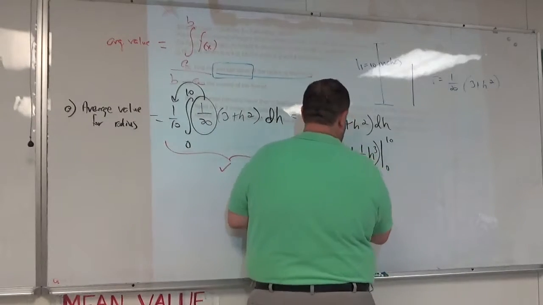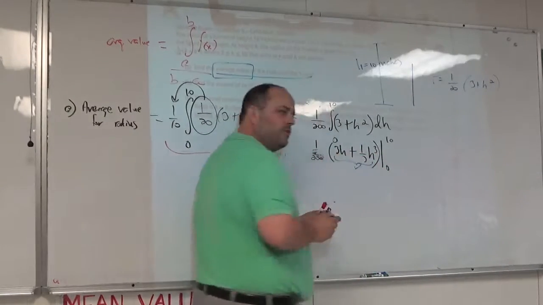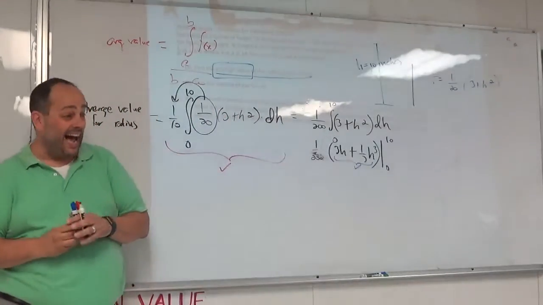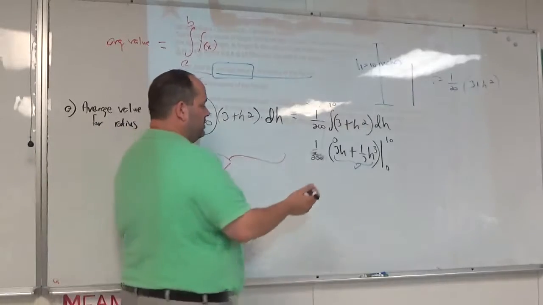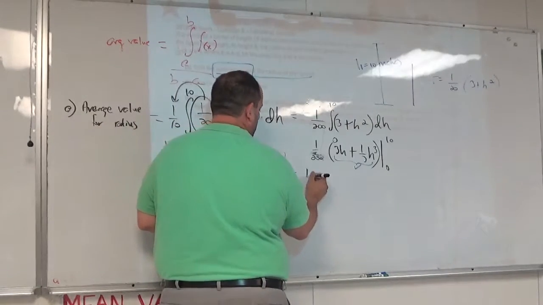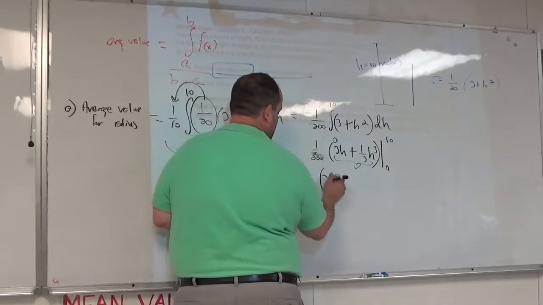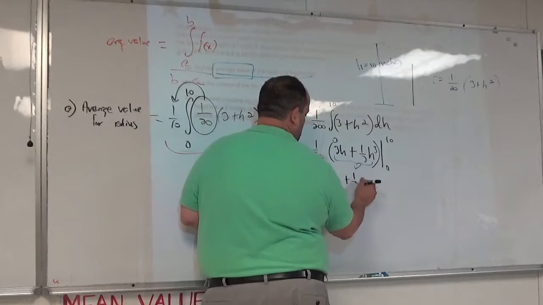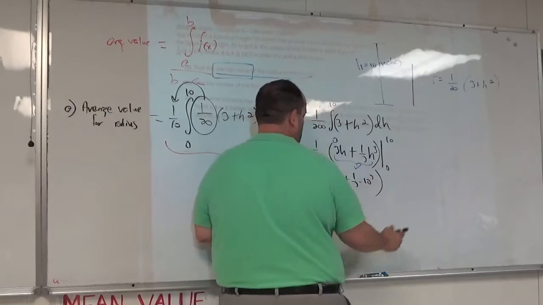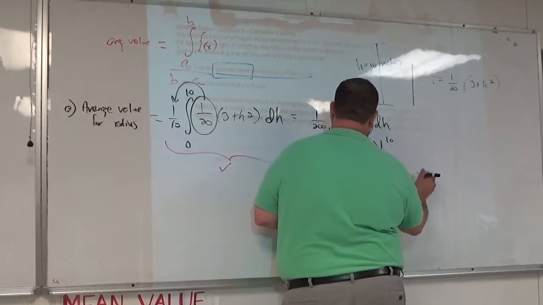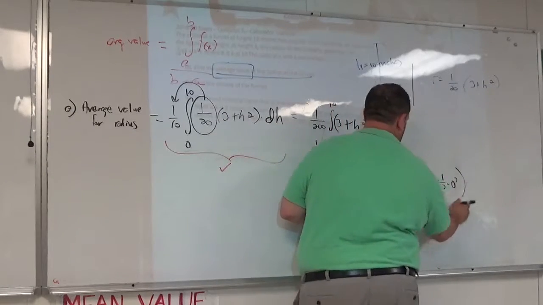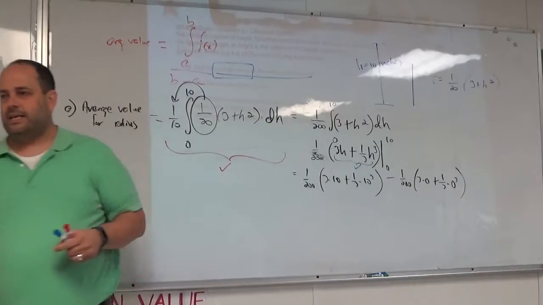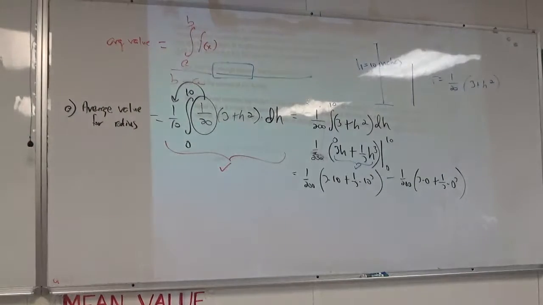And if you integrated correctly, first point, they were kind on that part. And then the last thing to do, plug in. So 1 over 200 times 3 times 10 plus 1/3 of 10 cubed minus 1 over 200 times 3 plus 0 plus 1/3 of 0 cubed. What's that equal to? Nobody cares.